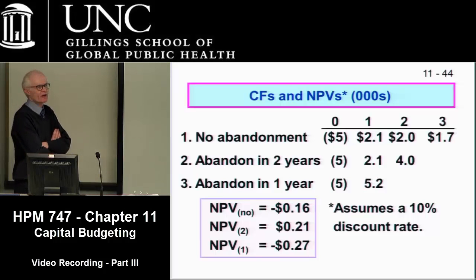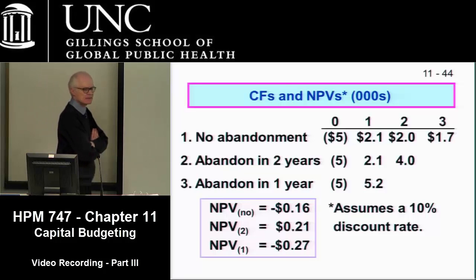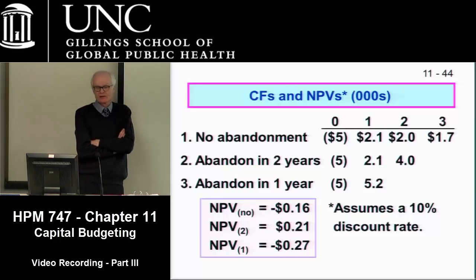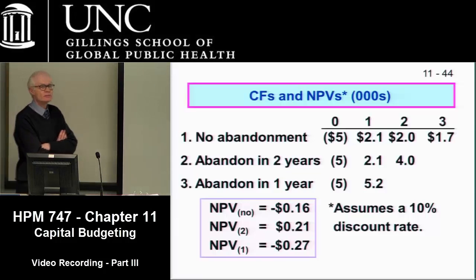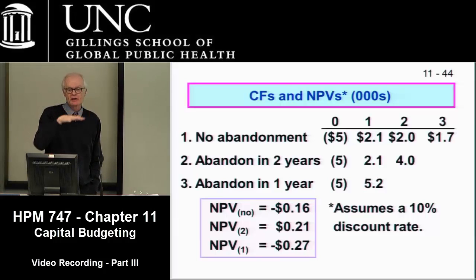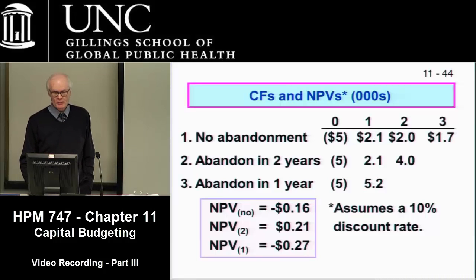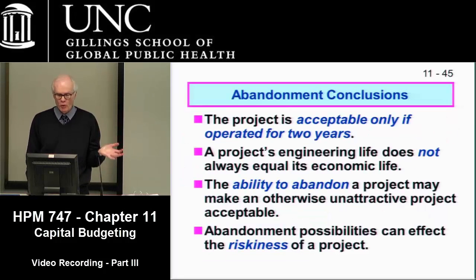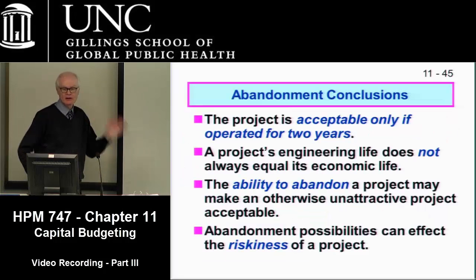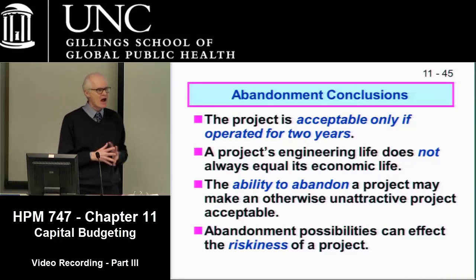What's the optimal management strategy here? Yeah, you abandon after 2 years. So this just shows you that it's not always clear at what point an optimal life of a project could be. In fact, in this case, the project's acceptable only if it's operated 2 years. The engineering life does not always equal its economic life.